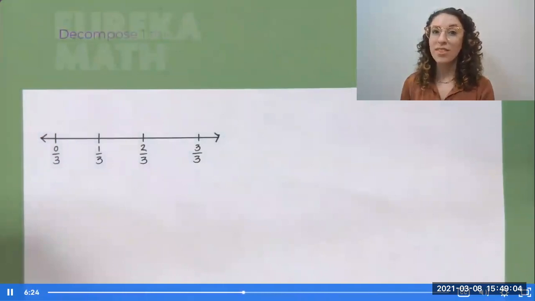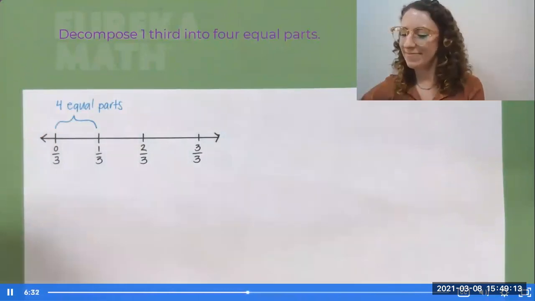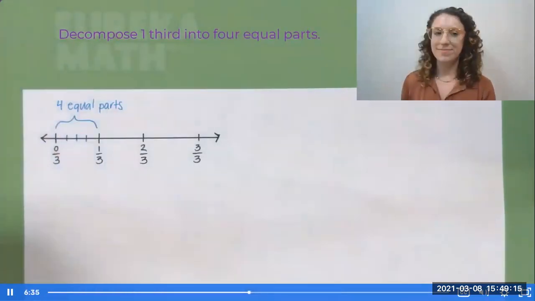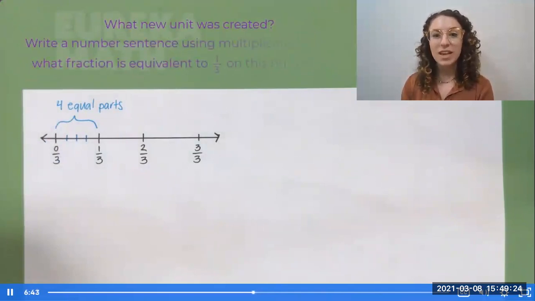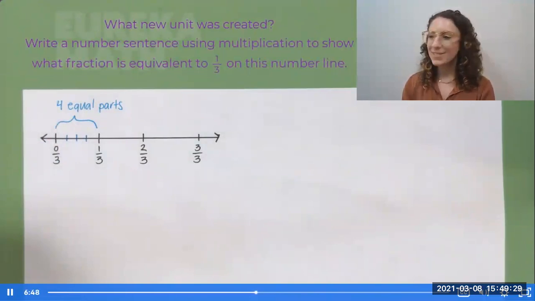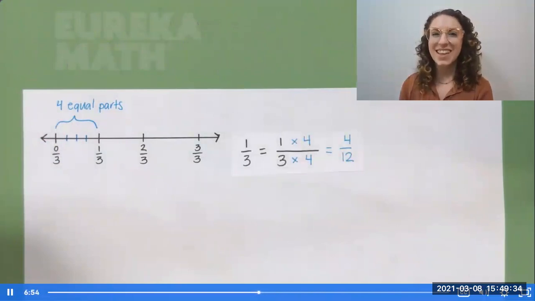Now, decompose 1/3 into 4 equal parts. Great! What new unit did we just create? Write a number sentence using multiplication to show what fraction is equivalent to 1/3 on this number line. Great! It's just like the area model and the tape diagram. We made more smaller units, but the length stayed the same instead of the area staying the same.